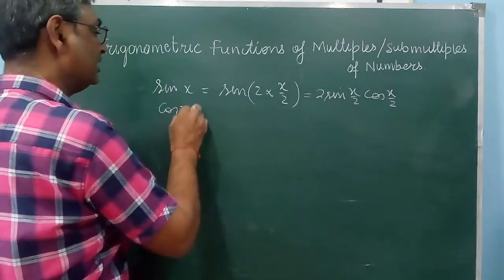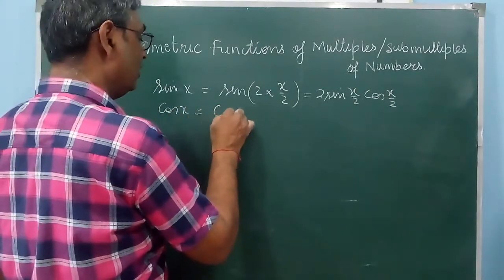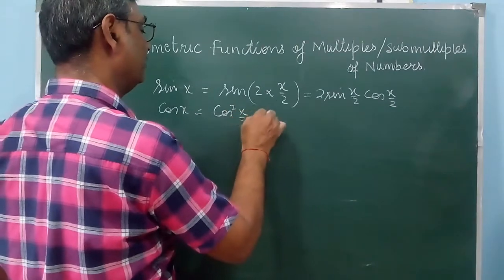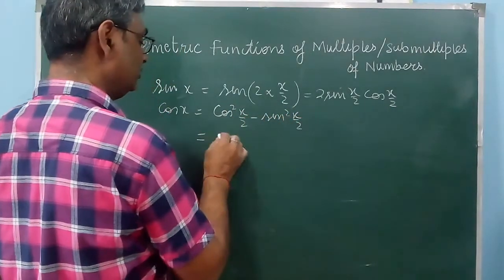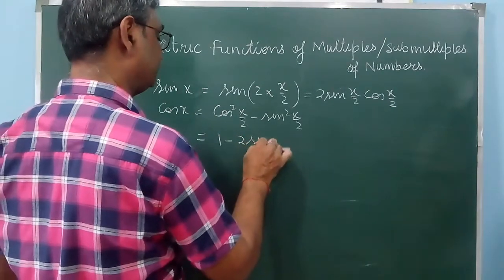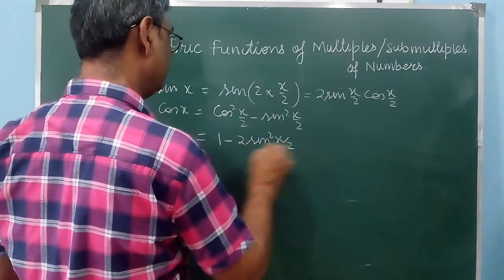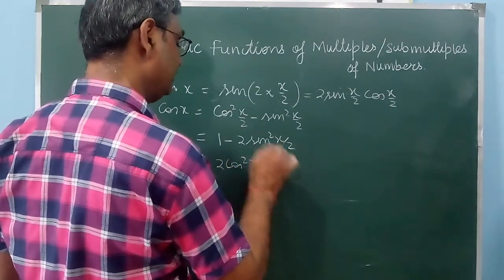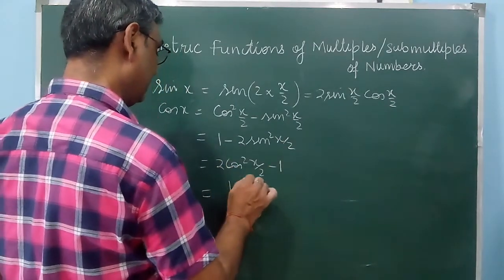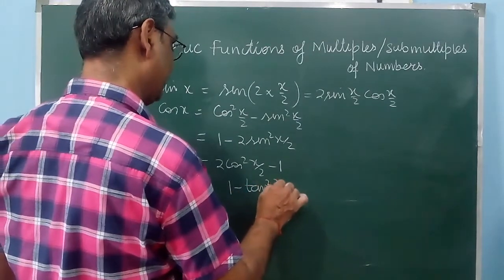Likewise we can have cos x equal to cos square x by 2 minus sin square x by 2, which is equal to 1 minus 2 sin square x by 2, equal to 2 cos square x by 2 minus 1, or 1 minus tan square x by 2.